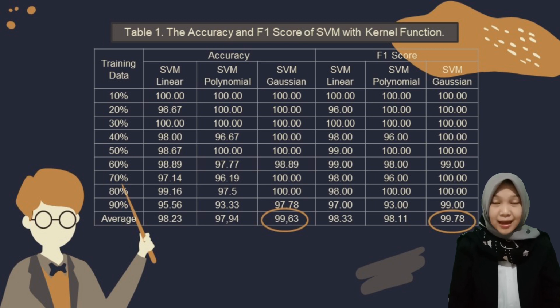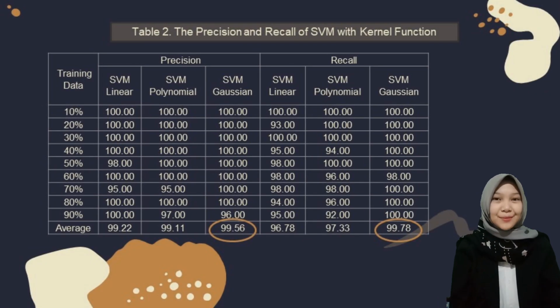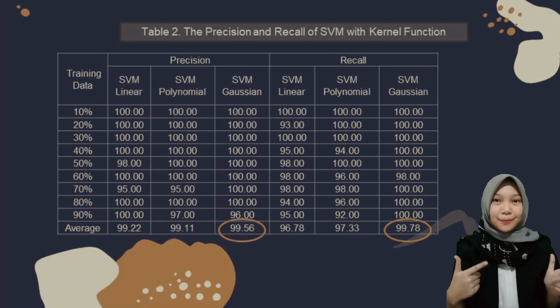For F1 score, the same as accuracy, the Gaussian radial basis kernel is the best one, with an average of 99.78%. And now, let's move to table 2. This is table 2, the precision and recall of SVM with various kernel functions. We can see the Gaussian radial basis kernel still has the highest average of precision and recall. And now, finally, we have to move to the final part.